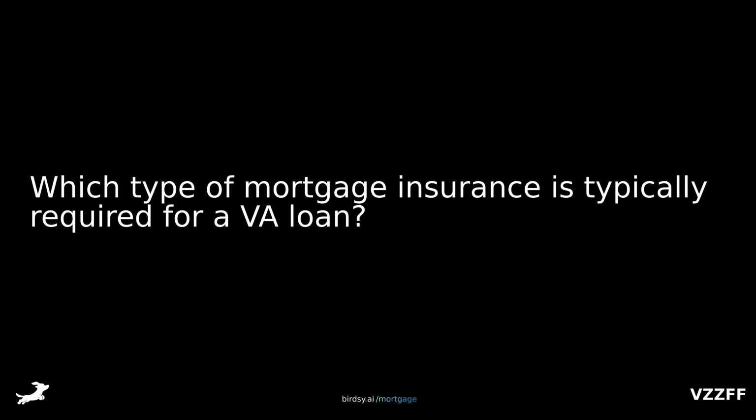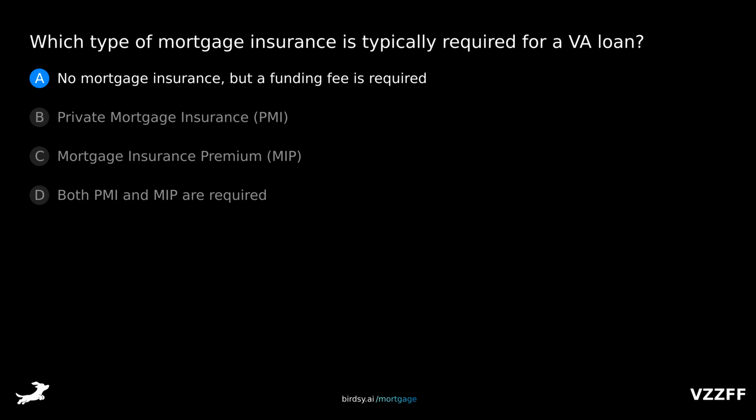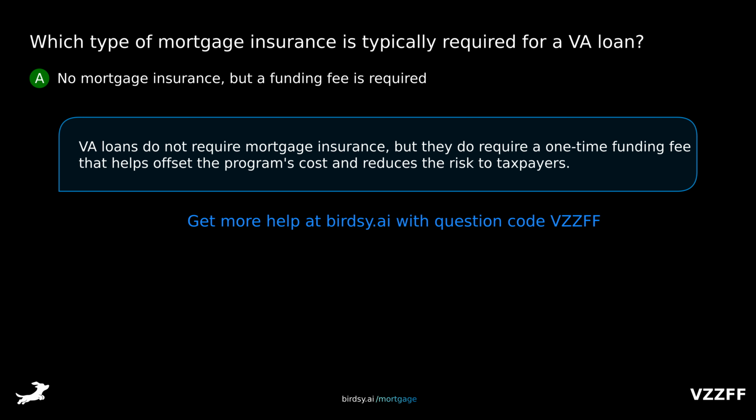Which type of mortgage insurance is typically required for a VA loan? Is it A, no mortgage insurance, but a funding fee is required, B, private mortgage insurance, C, mortgage insurance premium, or D, all PMI and MIP are required? The answer is A, no mortgage insurance, but a funding fee is required. VA loans do not require mortgage insurance, but they do require a one-time funding fee that helps offset the program's cost and reduces the risk to taxpayers.